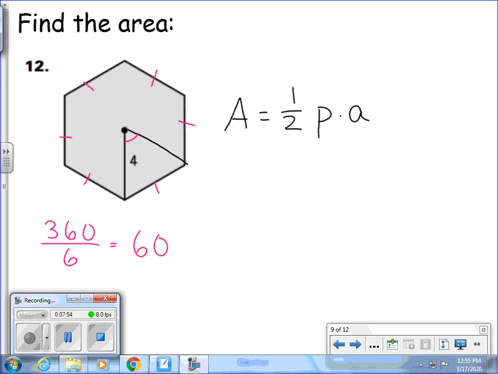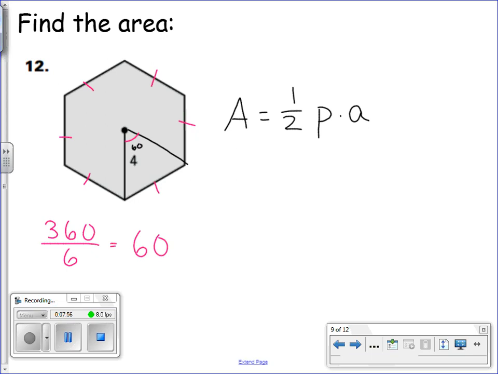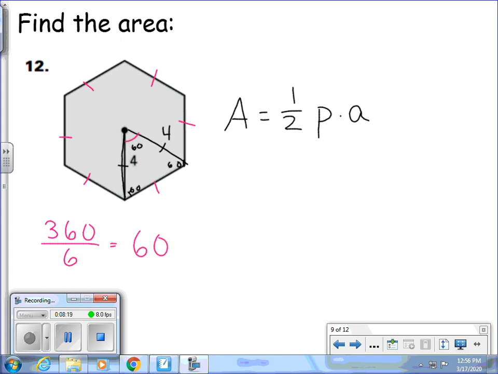If this is equal to 60 degrees, that means that this is equal to 60 degrees and this is equal to 60 degrees, because these two also have to be the same, because I have those two segments that are congruent. So if this is 4, this is also 4, which means I have an equilateral triangle here. Well, I need to figure out what the apothem is.